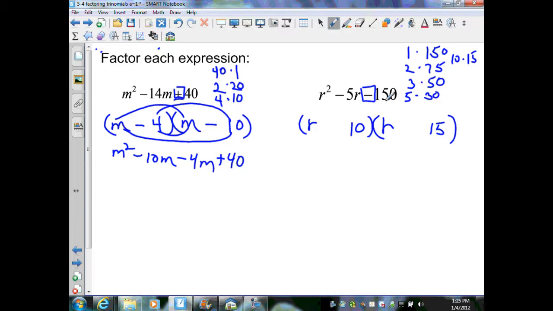Now, if I put a plus minus, I will get r times r, which is r squared. Here's a positive 10r minus 15r. A negative 15r plus 10r gives me a negative 5r. And I get my positive 10 times a negative 15 for my negative 150. Therefore, by just doing the FOIL method in my head, I'm going to get my trinomial factored into this product of factors, r plus 10 times r minus 15.